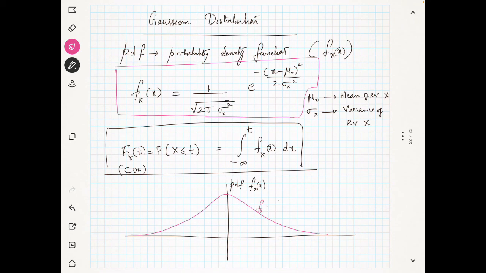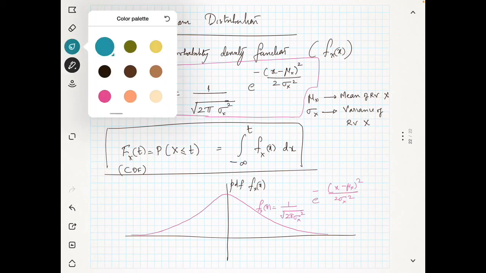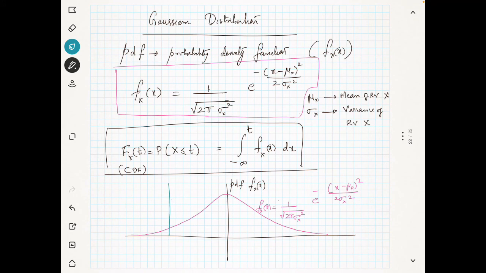That means f_X(x) is equal to 1 by square root of 2 pi sigma_X squared, into e power minus (x minus mu_X) the whole square divided by 2 sigma_X squared. Let's say this is my origin and this is my x-axis, and this is my f_X(x). My origin is 0 here, and maybe you can say this is minus infinity and this is going to plus infinity.